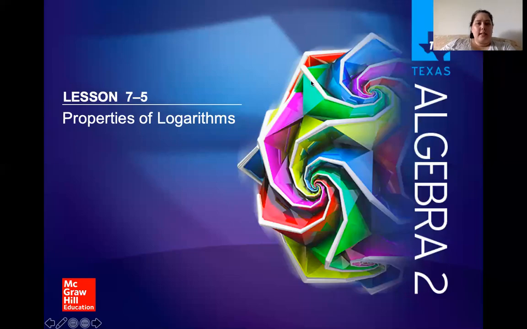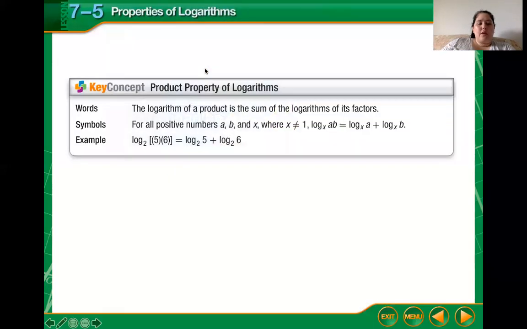All right, so today we're going to take a look at 7-5 properties of logarithms. Our first property is the product property, which states that by adding two logarithms, it's the same thing as multiplying the factors. For all positive numbers a, b, and x, where x does not equal 1, log base x of ab is the same thing as log base x of a plus log base x of b.